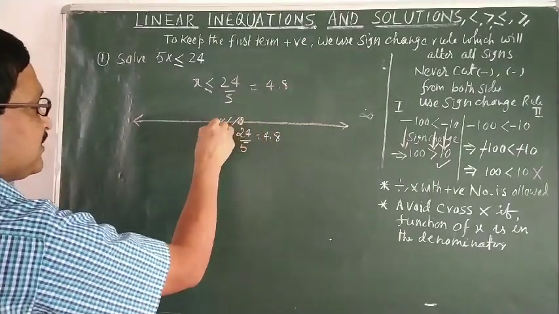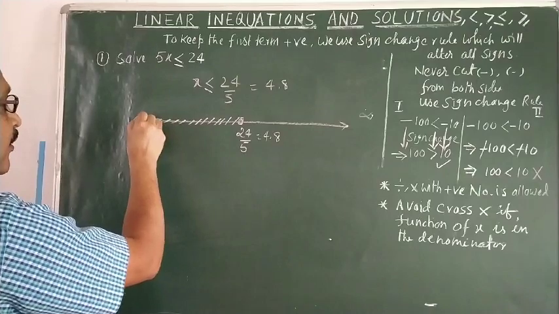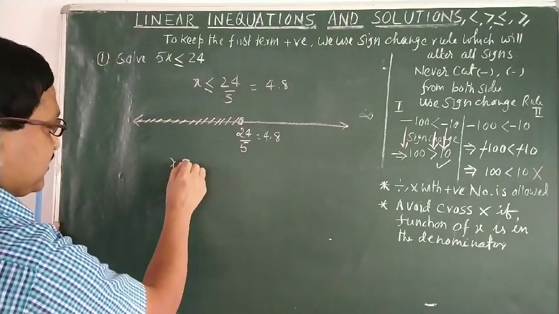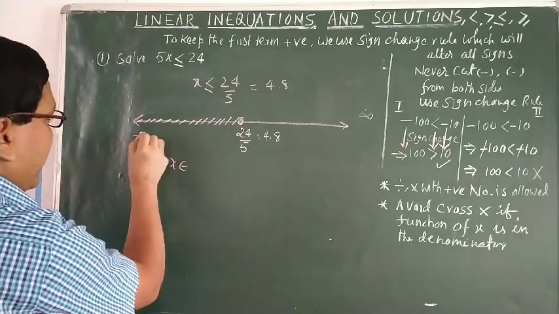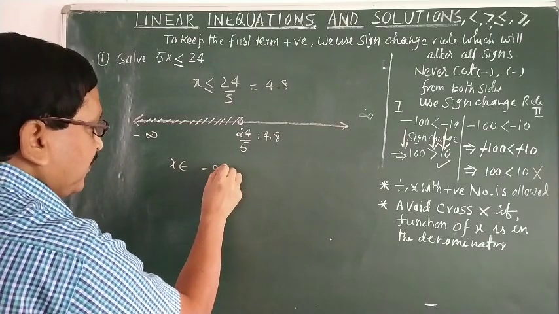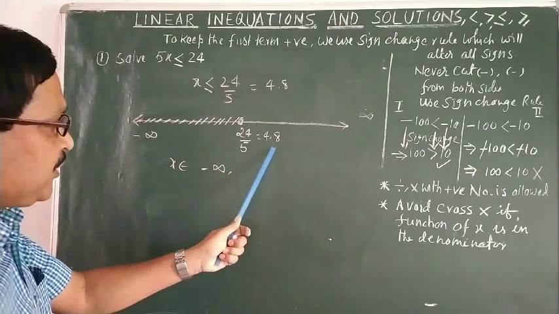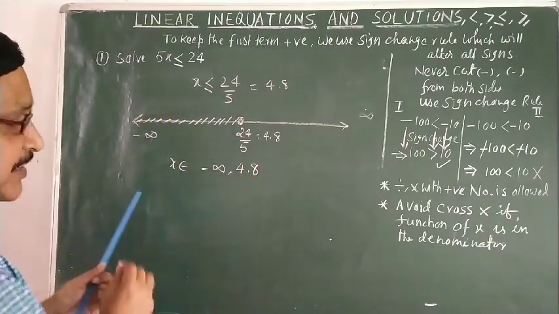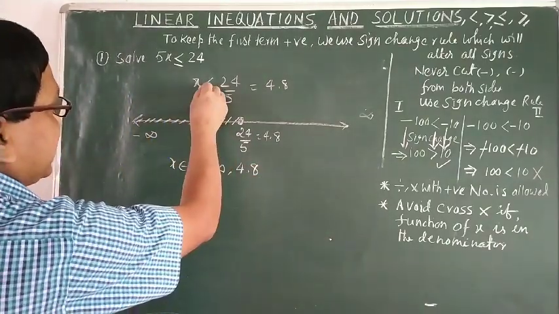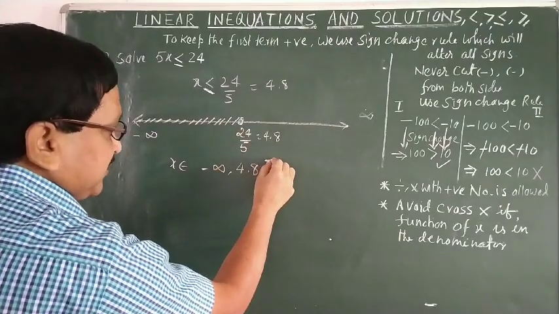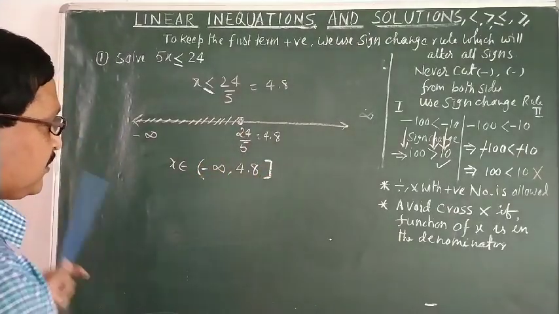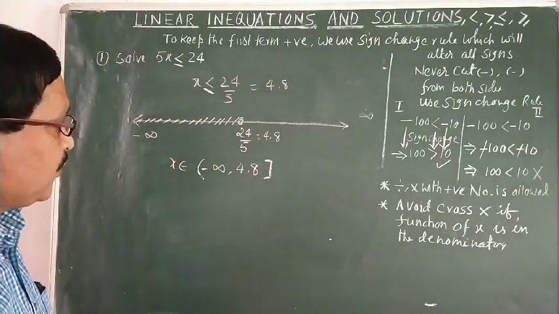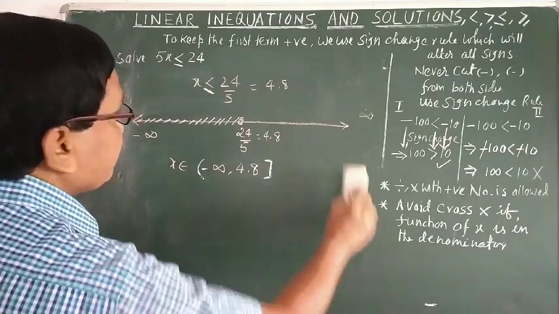4.8 less than means this side. All the points are taken. So x belongs to minus infinity to 4.8. Now, 4.8 is taken, the equal sign is here. So due to this equality, this is a closed bracket and this is an open bracket. So this is your answer.